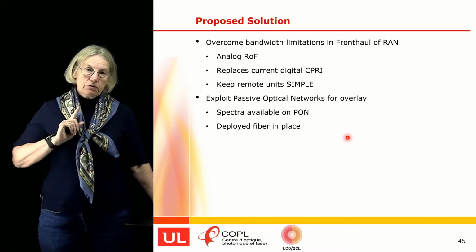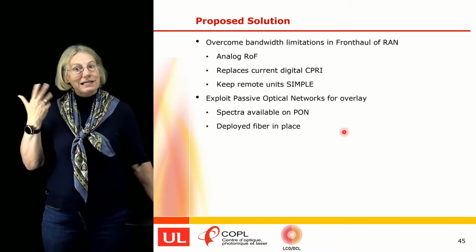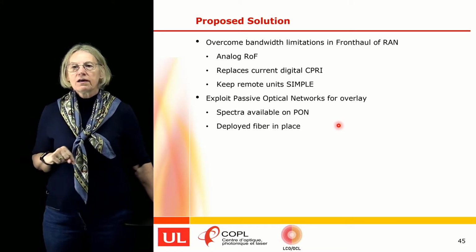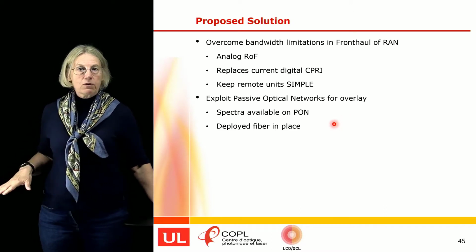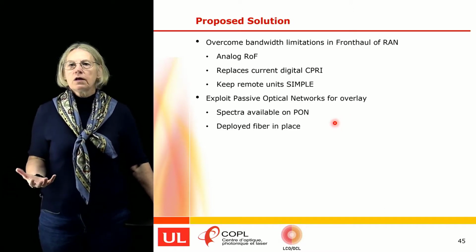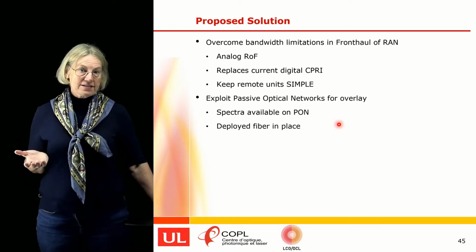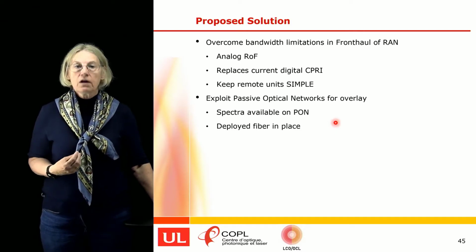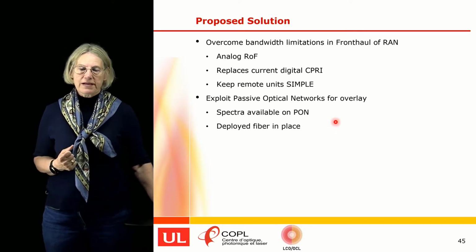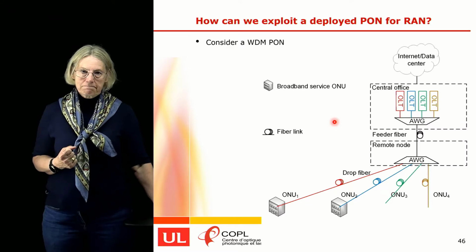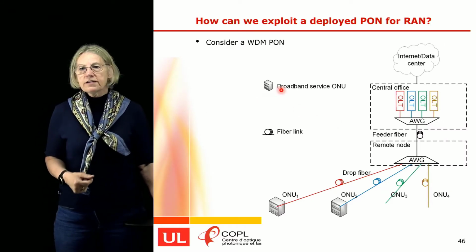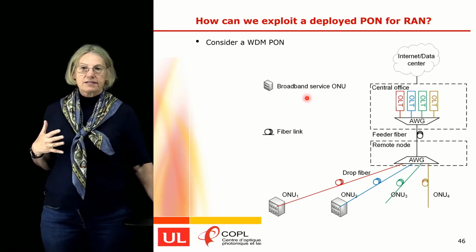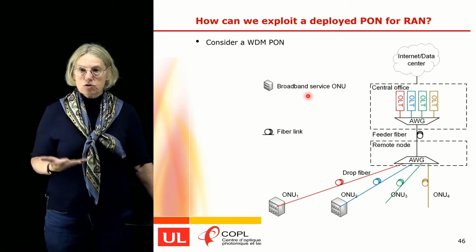But now I'd like to talk to you about another level of complexity, if you will, and that is to exploit the passive optical network infrastructure of deployed fiber, which is available and has unused capacity. And we're going to talk about overlaying analog radio over fiber signals in this spectrum that's available in the passive optical network. So consider a future WDM PON, once we've tried to increase the capacity of the PON by using multiple wavelengths.